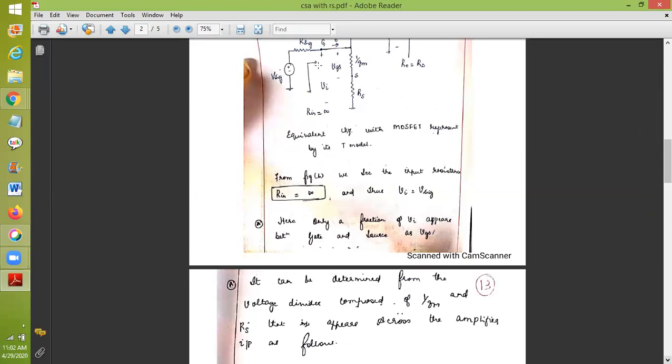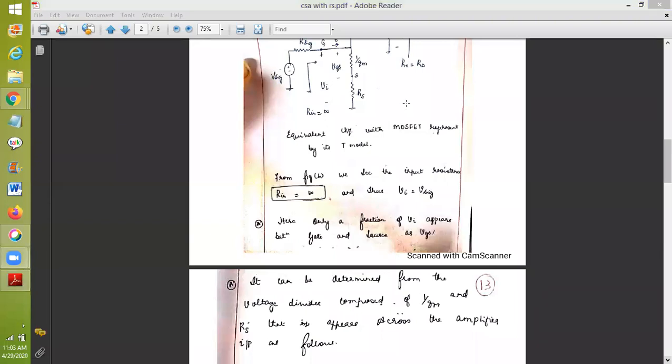Voltage divider. Yes, this VGS is the voltage appearing across the resistance 1 by Gm. This small VGS is the voltage drop across the resistance 1 by Gm. So we apply the voltage divider rule. For this small VGS, Vi is the total input voltage. So small VGS is equal to the main voltage Vi into the resistance of the same branch, that is 1 by Gm, divided by the sum of the two resistances, that is 1 by Gm plus Rs.